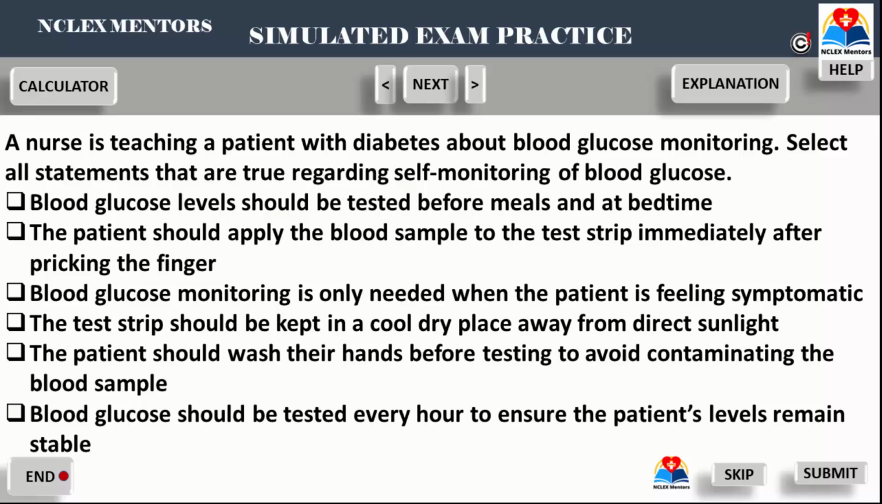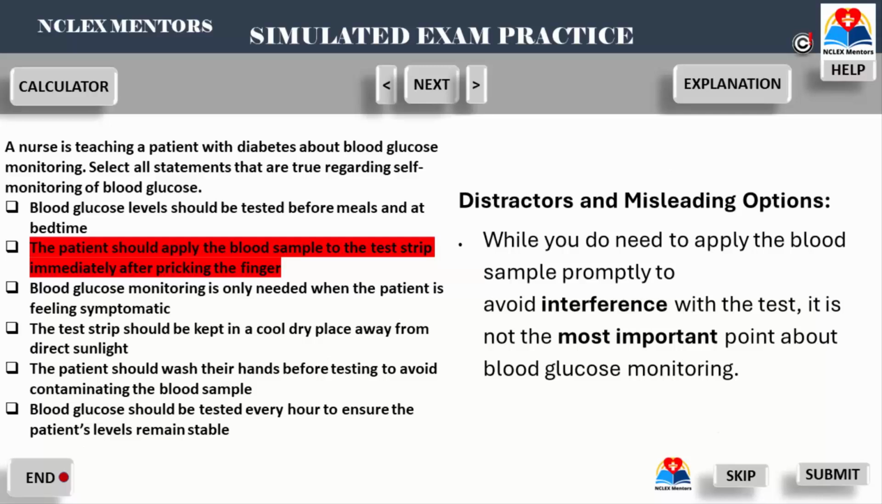Now let's analyze this question carefully. What's being asked? This is a SATA question, which means select all that apply. We need to pick all the statements that are true regarding self-monitoring of blood glucose. But watch out. Some options are distractors. Distractors and misleading options. Option 2. The patient should apply the blood sample to the test strip immediately after pricking the finger.